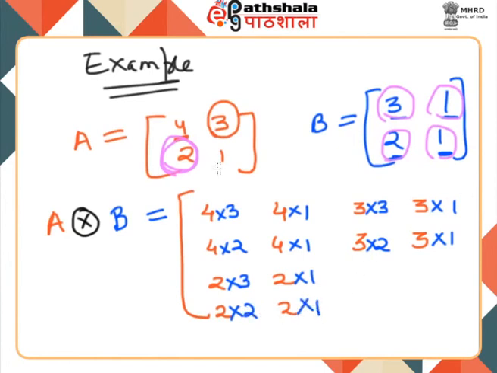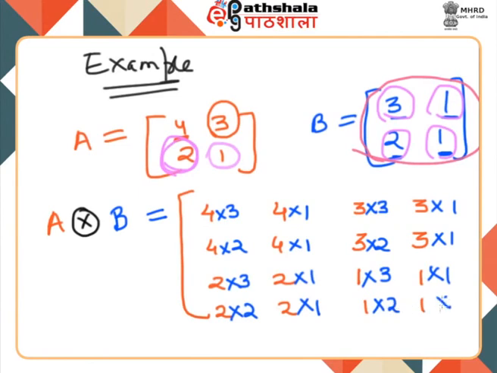Now similarly, taking the second row and second column element of matrix A, we write it here, here, here and here. And we take these 4 elements of matrix B and multiply them here. That is 1 multiplied by 3, 1 multiplied by 1, 1 multiplied by 2 and 1 multiplied by 1. And this is the 4 by 4 matrix that we have obtained. You can clearly solve it further.